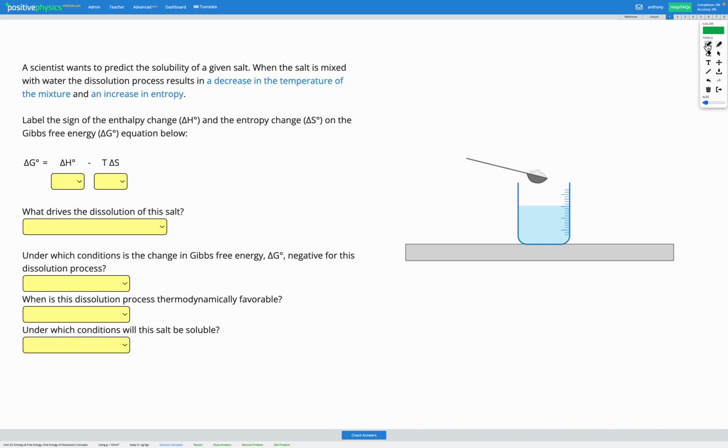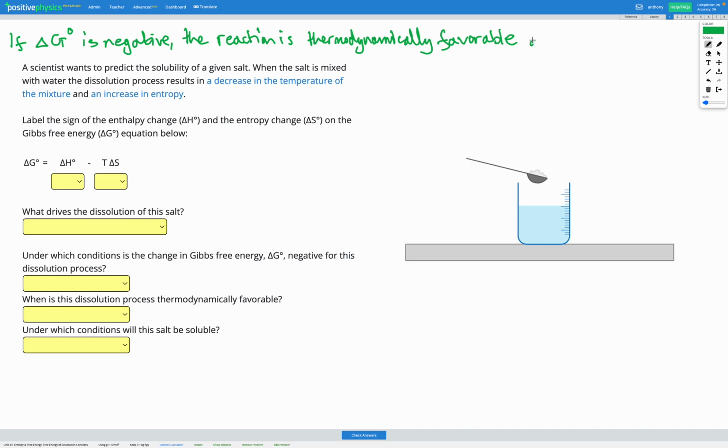In this skill, we're trying to figure out the conditions when a salt will be soluble. To use this, we're using delta G, the Gibbs free energy. And remember, if delta G is negative, that means the reaction is thermodynamically favorable. And that also means it's going to be spontaneous.